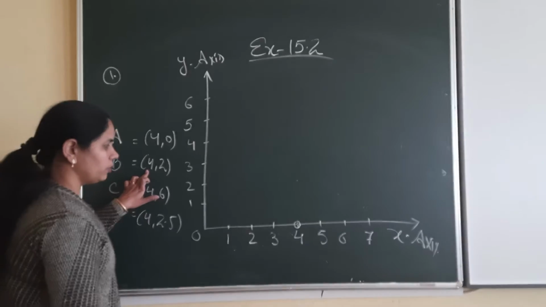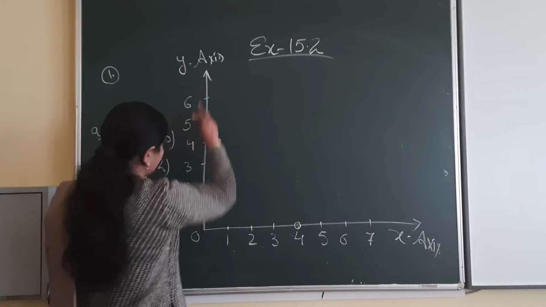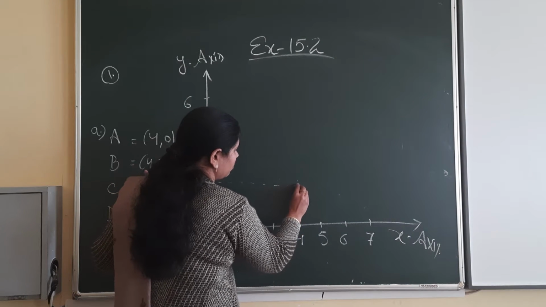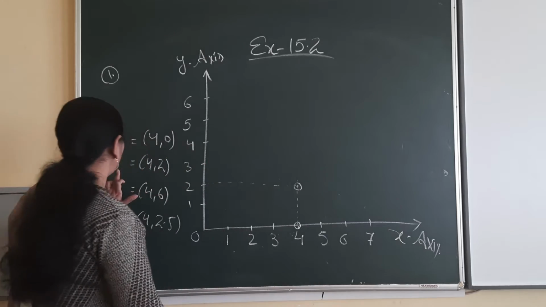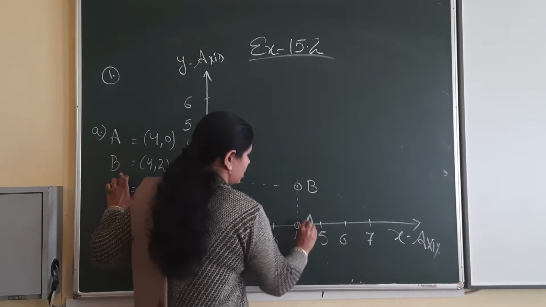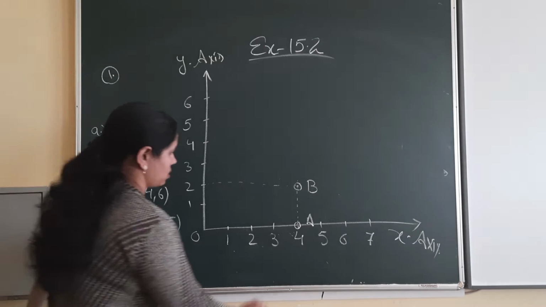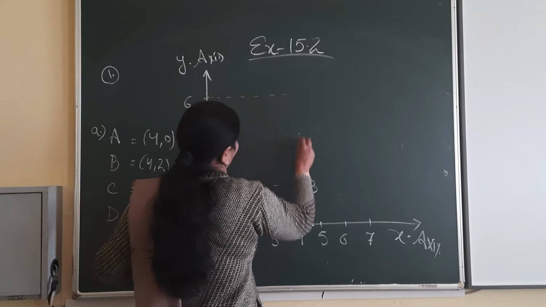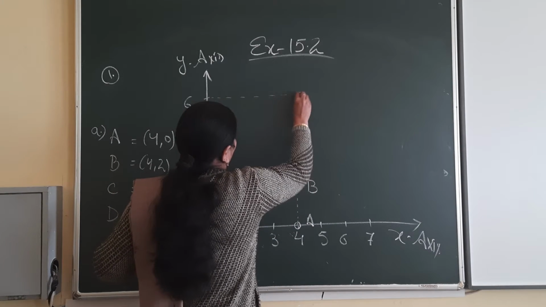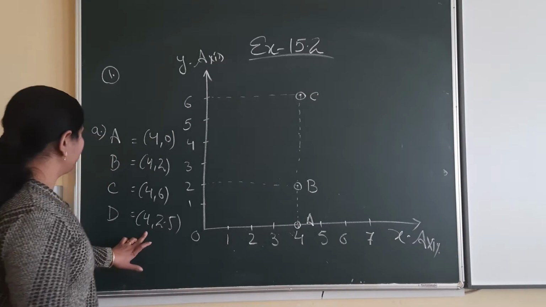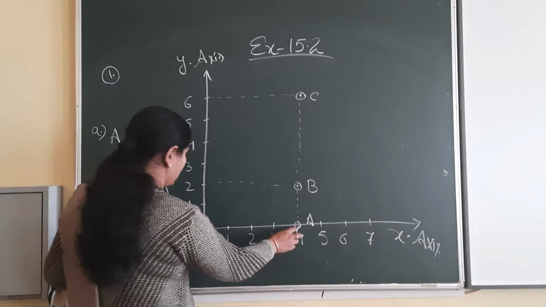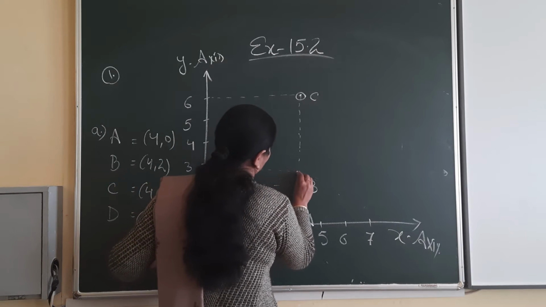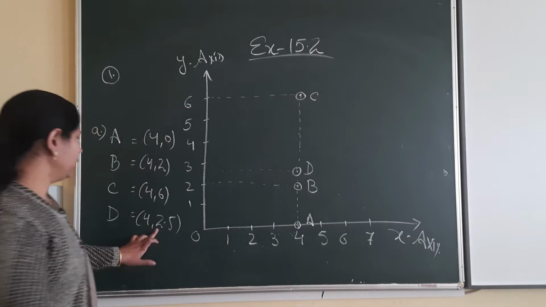Now B, that is 4, 2. So 4 is here, but on y-axis 2 is coming here. So what we will do? Go this way, and the meeting point for both will give us the second coordinate B. This point is B and this point is A. Now C is 4, 6. So 4 is here and 6 is here. So this one is the third coordinate C. In D it is given 4, 2.5. So 4 is here and 2.5 will be between 2 and 3. That means here. So this point is D, 4, 2.5.